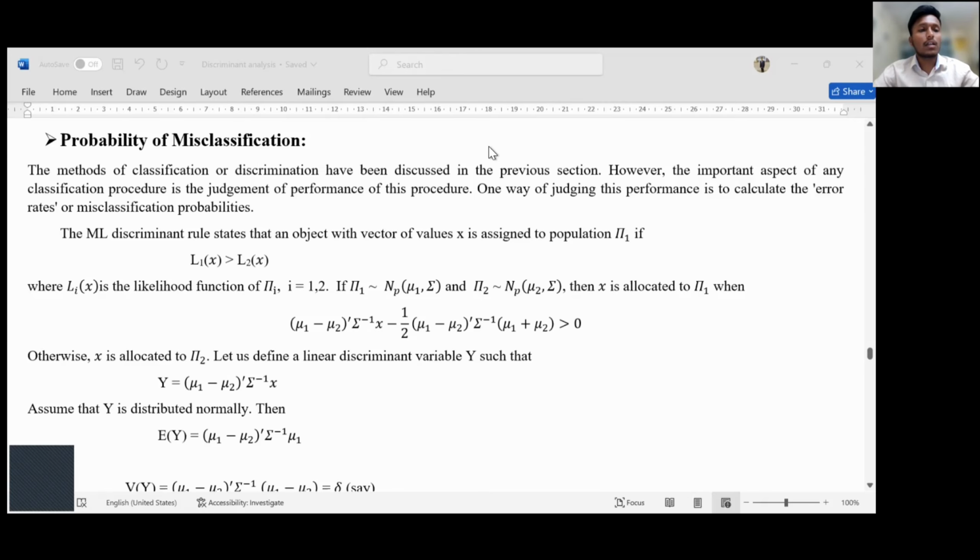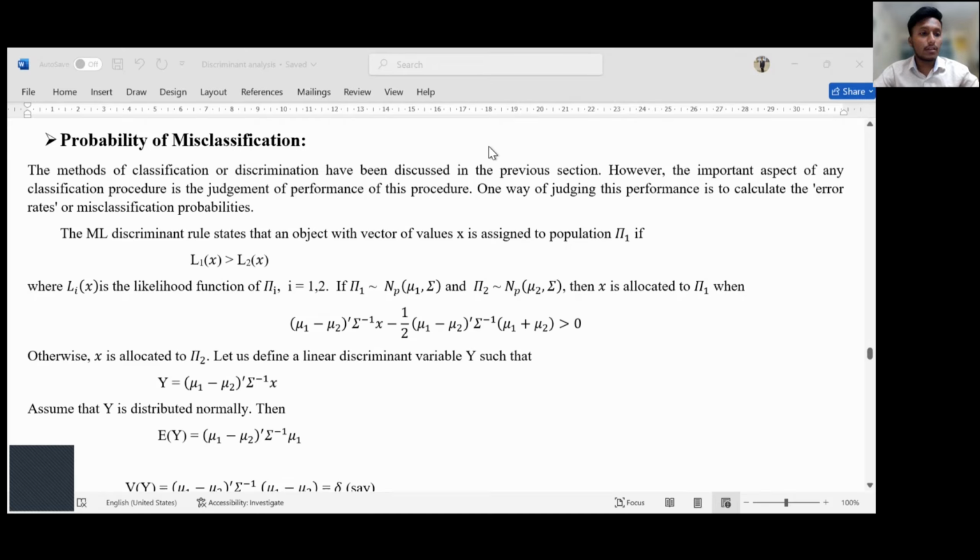The methods of classification or discrimination have been discussed in the previous section. However, the important aspect of any classification procedure is the judgment of the performance of the procedure. One way of judging this performance is to calculate the error rates or misclassification probability. So we have to calculate the error rates, that is, the probability of misclassification.